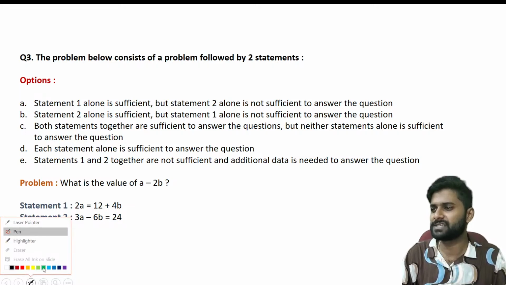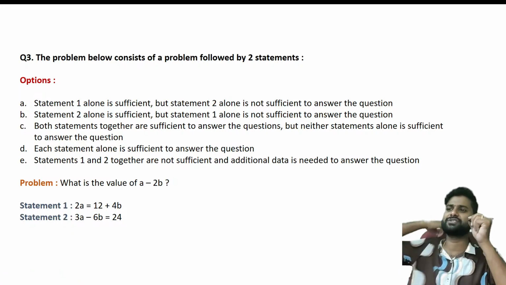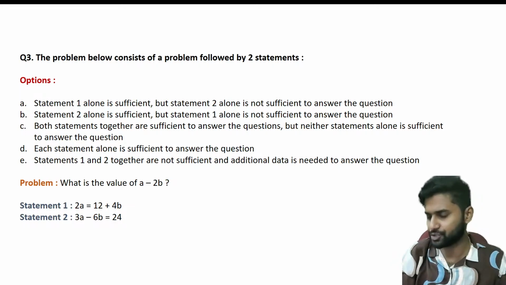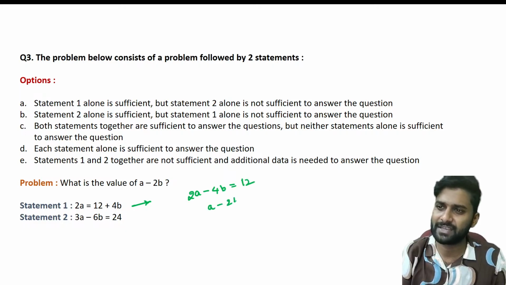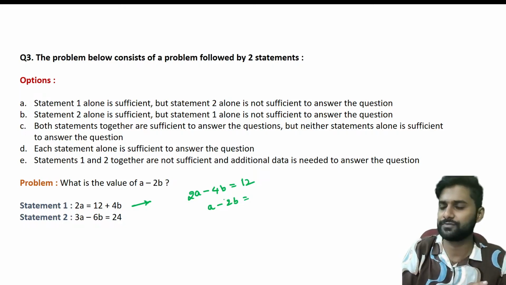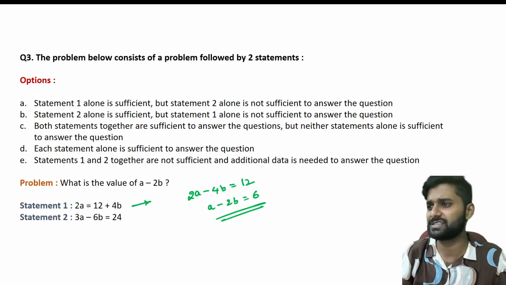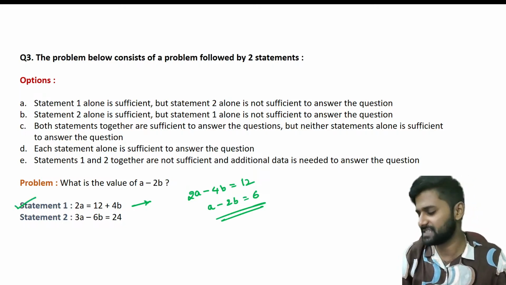See, a question from data sufficiency. You tell me which data is sufficient to get the value of a minus 2b. Just take the first statement here. Can we take the equation 2a minus 4b is equal to 2? Why? Because you can see the common factor 2. Just cancel with the 2. You will get a minus 2b is equal to 6. Yes, statement 1 alone is sufficient.